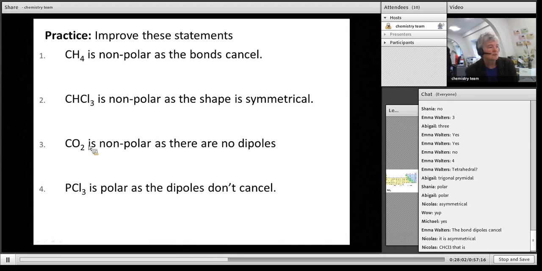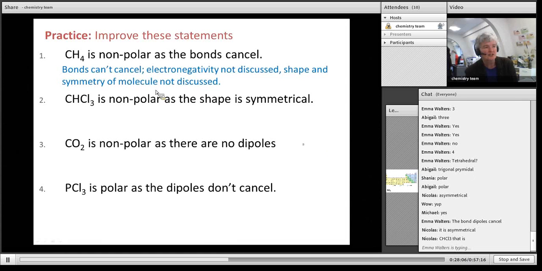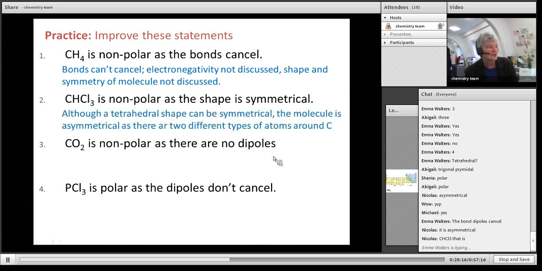I should have given the answers here. So bonds can't cancel, electronegativity not discussed, nor shape, nor symmetry. So you certainly won't get merit or excellence, and they were incorrect, so it's not achieved. And so I'm saying, although the shape, a tetrahedral shape, could be symmetrical, the molecule is asymmetrical because it's got two different types of elements bonded to it. Okay. So CO2 is nonpolar as there are no dipoles.